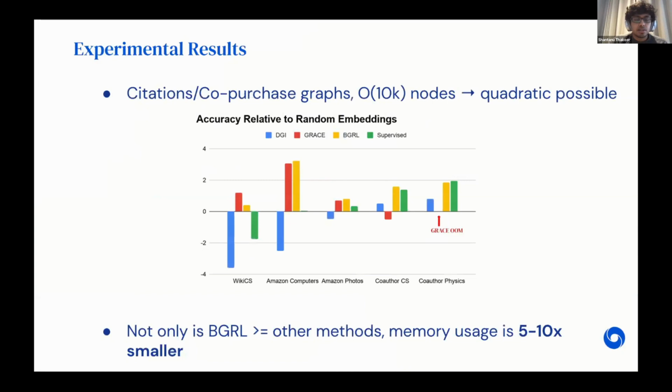I'll skip the data sets. These are just some small data sets of around 10,000 nodes where the quadratic computation that Grace tries to do is possible. And we see that Grace and BGRL, which are the red and the yellow, are very competitive, both with each other and with fully supervised learning. But what's nice is that BGRL uses 5 to 10 times less memory.